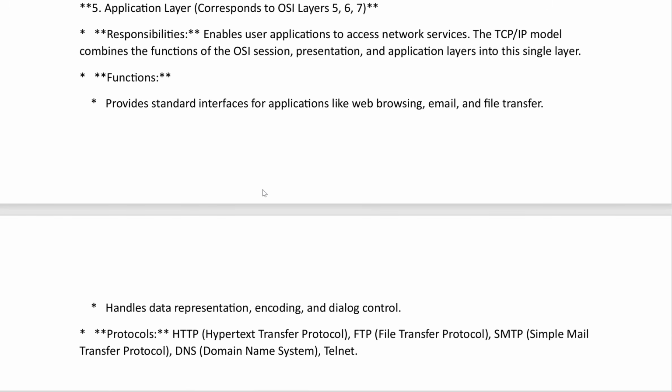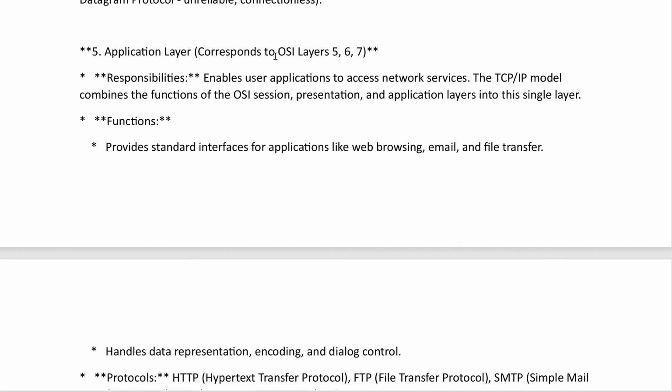The fifth layer in the TCP/IP model is known as the application layer. It corresponds to OSI layers 5, 6, and 7. Responsibilities: the application layer enables user applications to access network services. The TCP/IP model combines the functions of the OSI session layer, presentation layer, and application layer into this single layer called the application layer. Functions of the application layer are as follows.